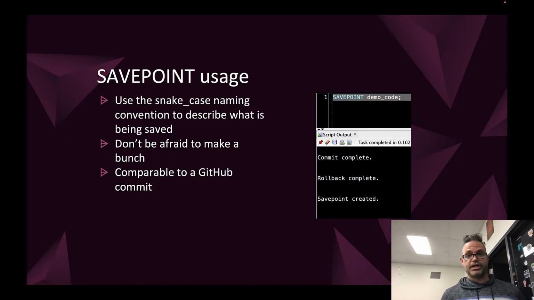To use the save point, you just want to use snake case notation, so we keep the same common writing that we've been using with all of our queries so far. So in this case, I have save_point_demo_code. And don't be afraid to make a bunch. The save point is more like the idea of a GitHub-level commit, because you're simply marking where you currently are at this point. It's a great thing you can do regularly and often inside your work when you're adding data or manipulating data inside the data structure of your database. So just keep that in mind. Save points are good to use often and keep track of what you're working with.